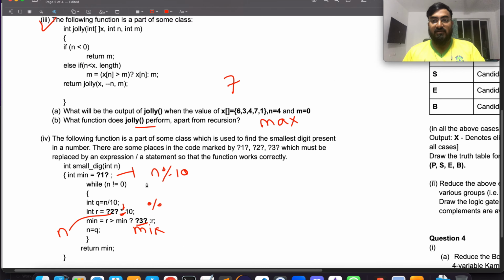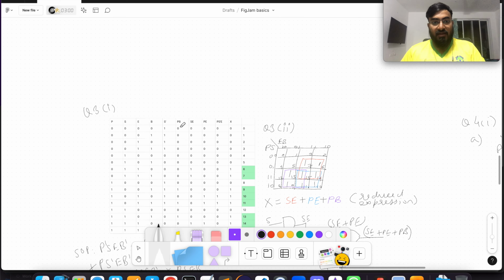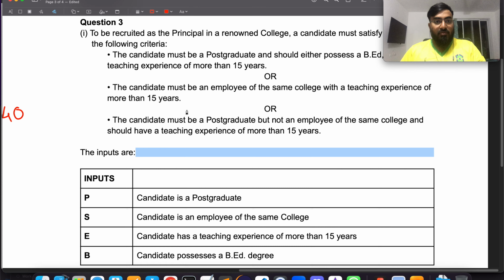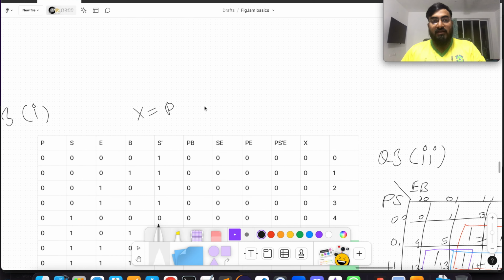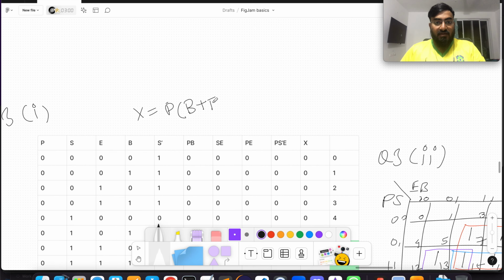So your equation x, in this case, what does it come out to be? Candidate must be a postgraduate, so P. Should either possess a BA degree or a teaching experience, so either possess a BA degree, which is B, or teaching experience, which is E. So basically this has two options. And then you have an or for the next statement.